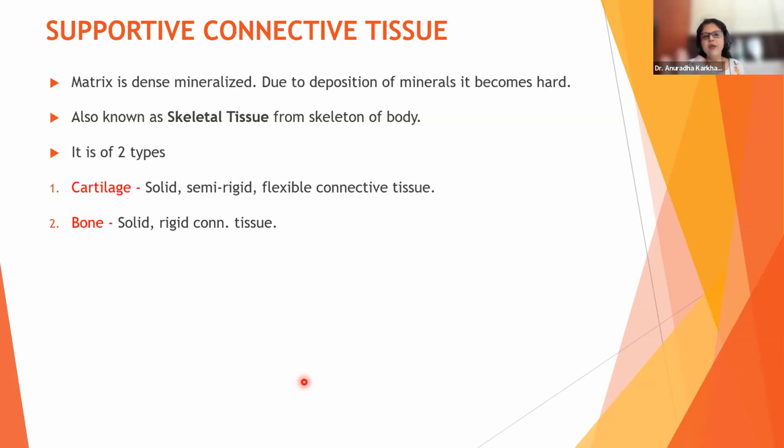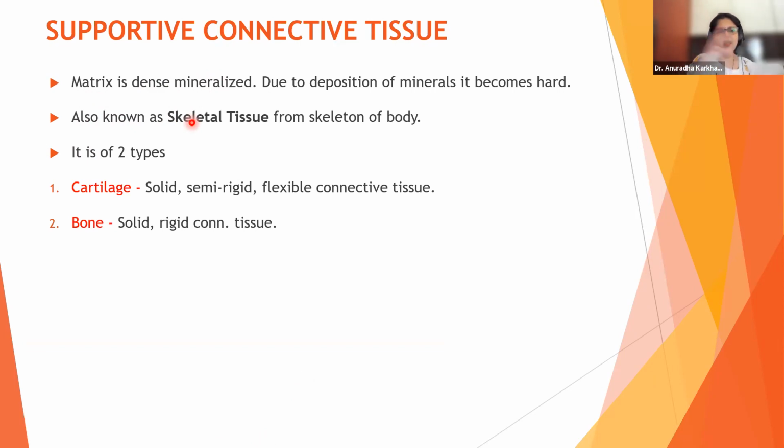Fine. Now we come to the second one, that is connective tissue supportive. The one which supports our entire body. Matrix is dense, mineralized. Due to the deposition of minerals, this tissue becomes hard. It is also known as skeletal tissue from skeleton of the body. Two types of supportive connective tissue, cartilage and the bones.